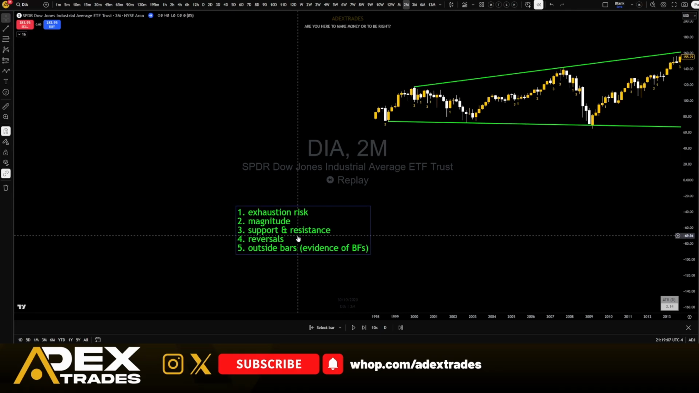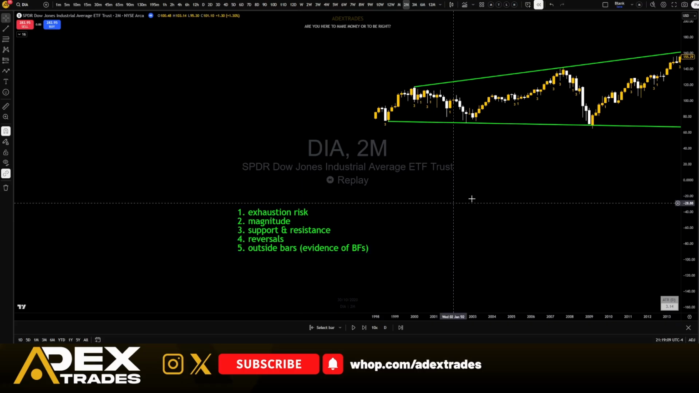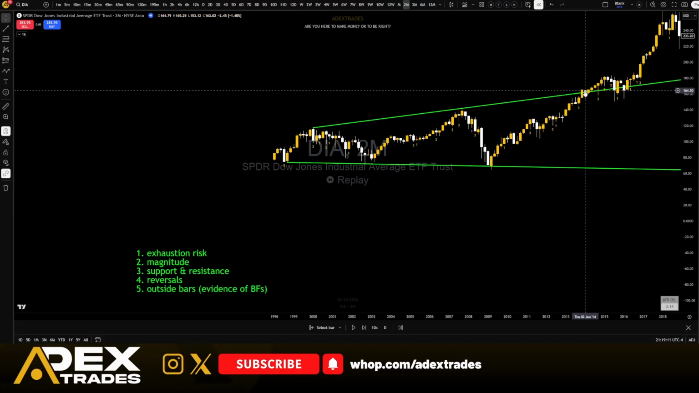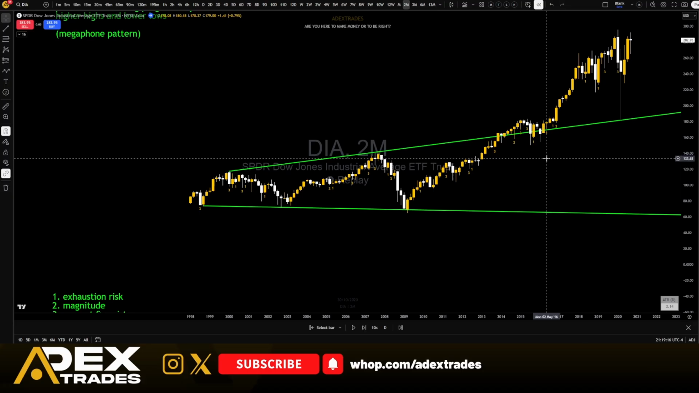Number 3, you can leave broadening formations on your chart. You can move them if you make a new higher high and you just want to adjust the line accordingly. Totally up to you, but just understand that there could be a broadening formation from 3 months ago that could have saved you.